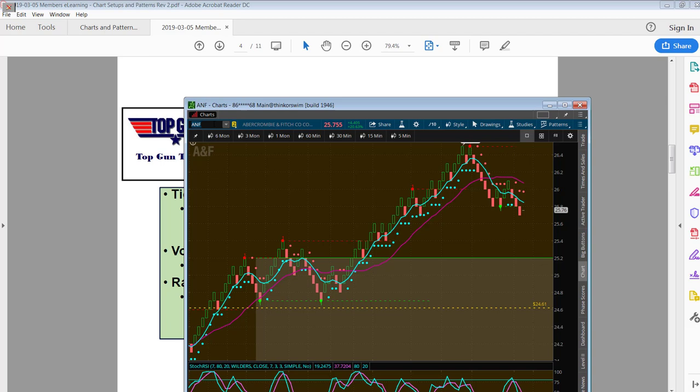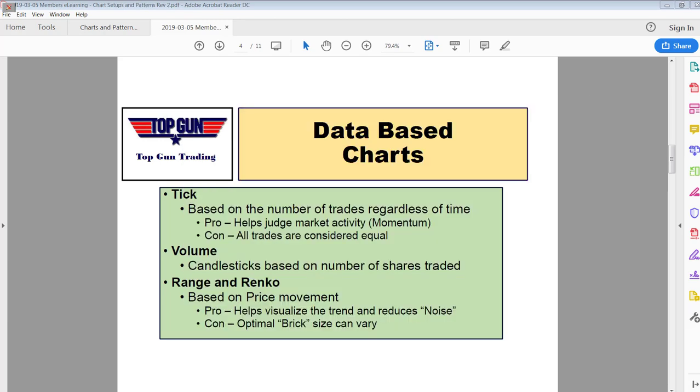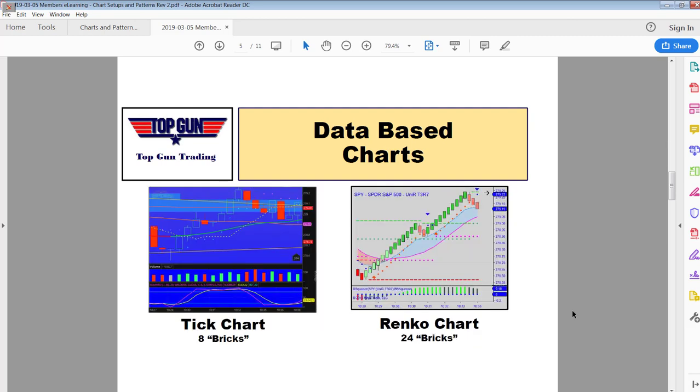So the whole idea was that you're going to have to figure out what works for you for that instrument. And each has their pros and each has their cons. In my mind, I want to visualize the trend and I want to reduce the noise, and I'll worry about the brick size and try to play with it, because I'm primarily trying to trade momentum stocks. All right, and then we're talking about a couple of different types of charts.